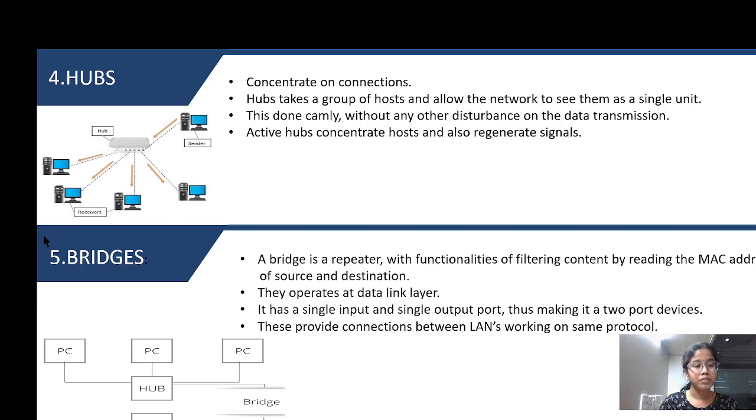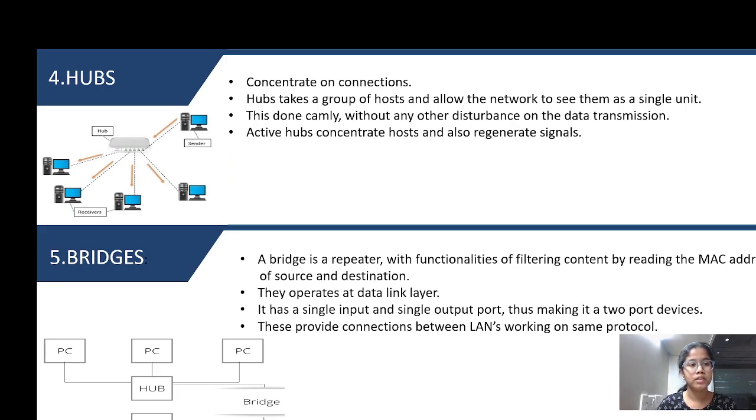And now the fifth networking device is bridges. A bridge is a type of repeater with the functionality of filtering content by reading the MAC addresses of source and destination. They operate at the data link layer. It has a single input and single output port, thus making it a two-port device. So the bridge is known as a two-port device. These provide connections between LANs working on the same protocol. Here you can see two hubs connected to the bridge, and the hubs have different types of end devices like PCs. Now you get an idea about the bridge.